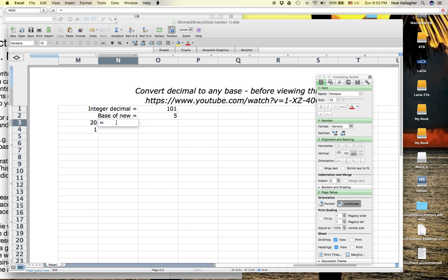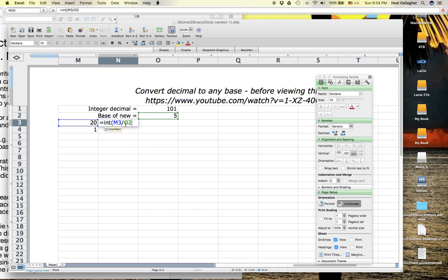Here, let me just type equals int, open this number, which is M3, right? M3. And I want to divide that by 5. I always want to divide it by 5, the number that's right here. So what I really want now is to divide by 5, but all the way down here, I still want to be dividing by 5. As I drag across, I don't want it changing to what's in this cell, what's in that cell, what's in that cell.